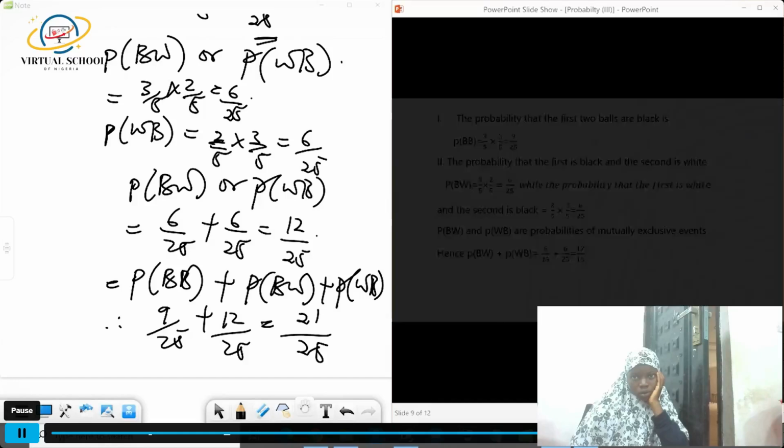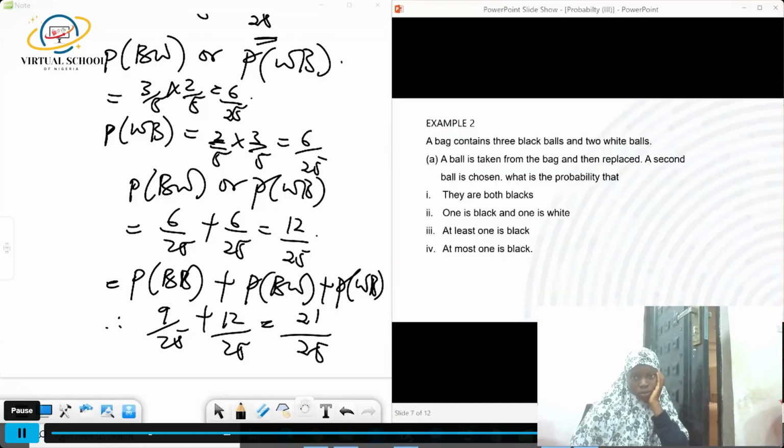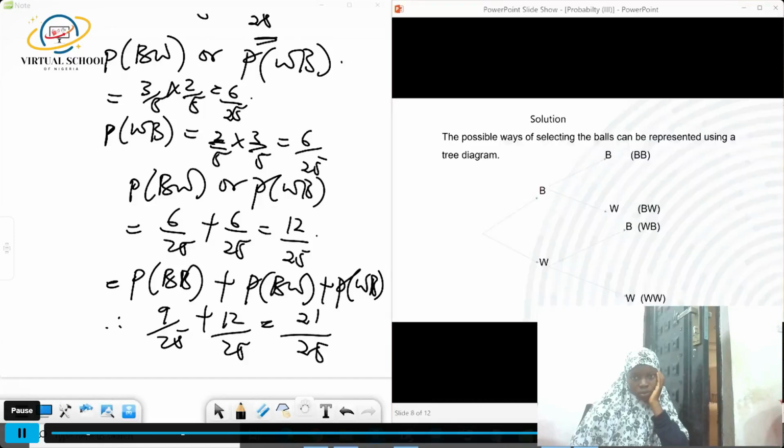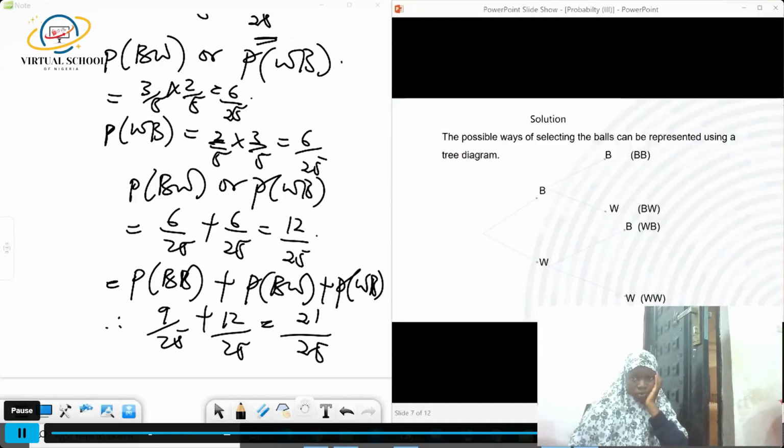Okay, wait. At most one black, sorry. At most one black, meaning only one black will appear, not two black. So the probability of picking black-white, or white-black, or white-white. Now, from there, we already have the probability of picking black-white or white-black, which is 12 over 25.